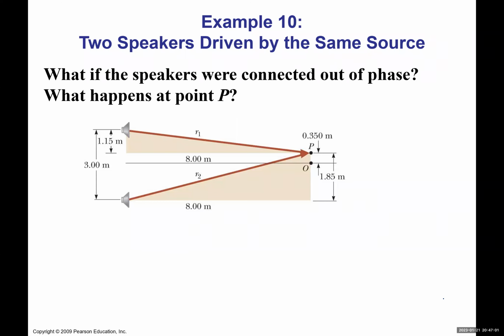For the next one, we have, what if the speakers were connected out of phase? What happens at point P? We know that when they were connected in phase, at point P we had the minimum, which is destructive interference. If they were connected out of phase, that will cancel out the destructive and make it constructive. That means you will have a maximum rather than a minimum. So because they were in phase and you got destructive at point P, if you change them out of phase, you get constructive.